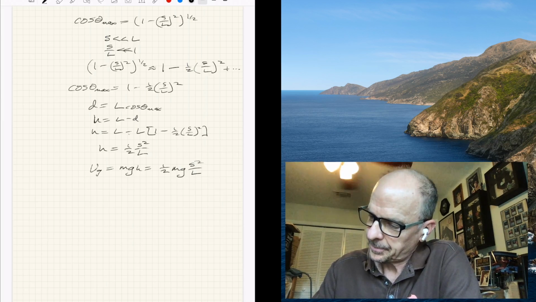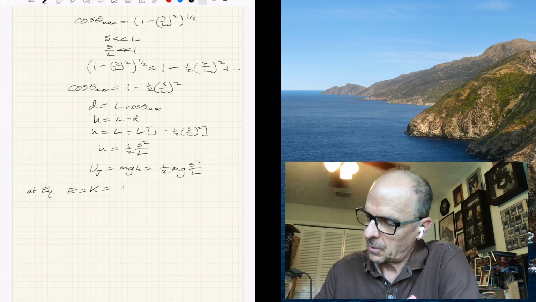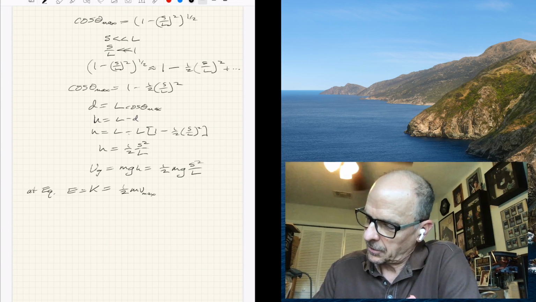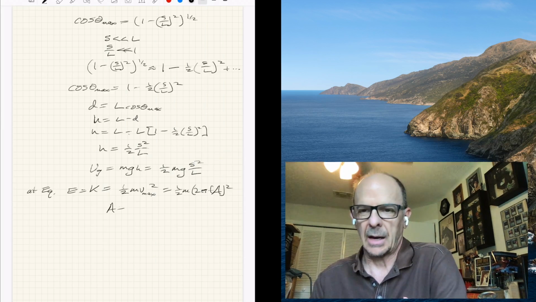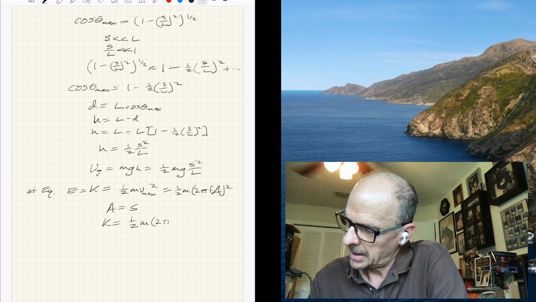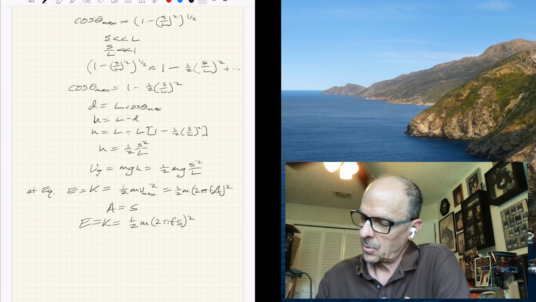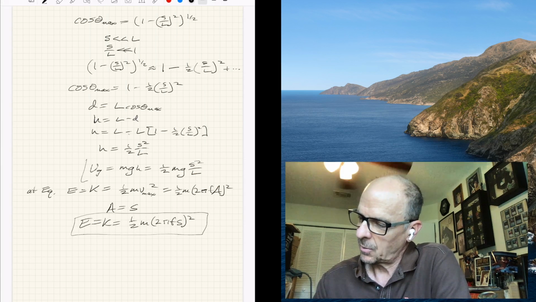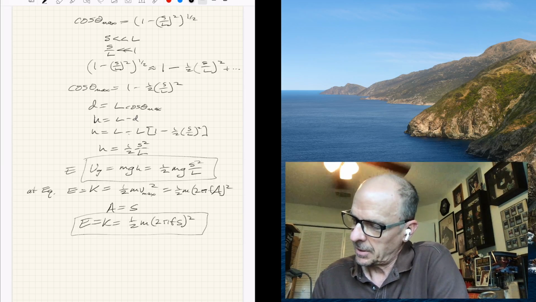And the kinetic energy at the equilibrium position, the total energy equals the kinetic energy, which is 1/2 m v max squared, which is 1/2 m times (2 pi f A) squared. But A, the amplitude for a pendulum, is just S, so that gives us K equals 1/2 m times (2 pi f S) squared. So now we have two expressions for the total energy, one at the equilibrium position, one at the maximum amplitude position, and then we can just equate those two things.